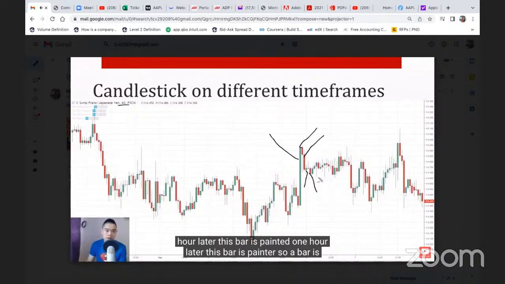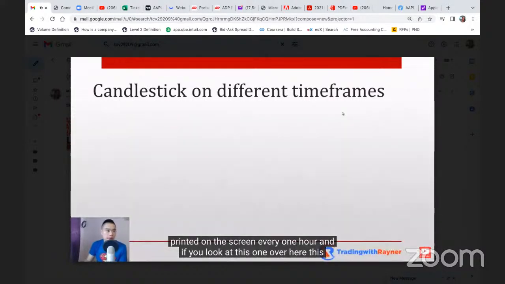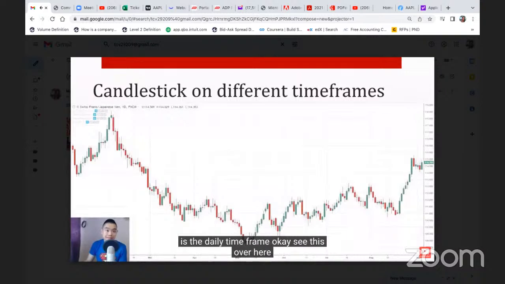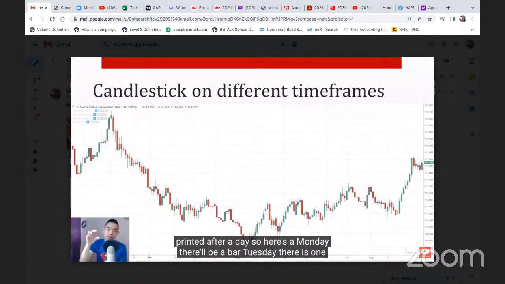1 hour later, this bar is painted. So a bar is printed on the screen every 1 hour. And if you look at this one over here, this is the daily time frame. See this over here, 1D, means daily. This means that every single bar is printed after a day. So Monday there will be a bar, Tuesday there is 1 bar, Wednesday there is 1 bar, and so on. So this is how candlestick patterns can form on the different time frames.